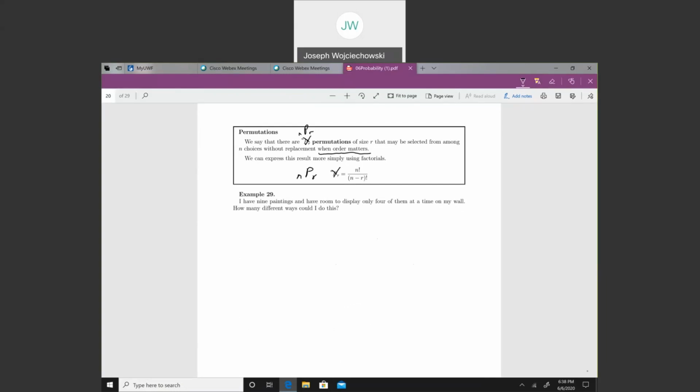So I have 9 paintings and have room to display only 4 of them at a time on my wall. How many different ways could I do this?